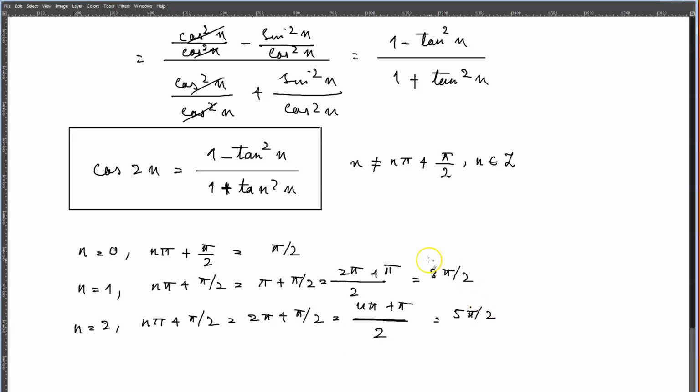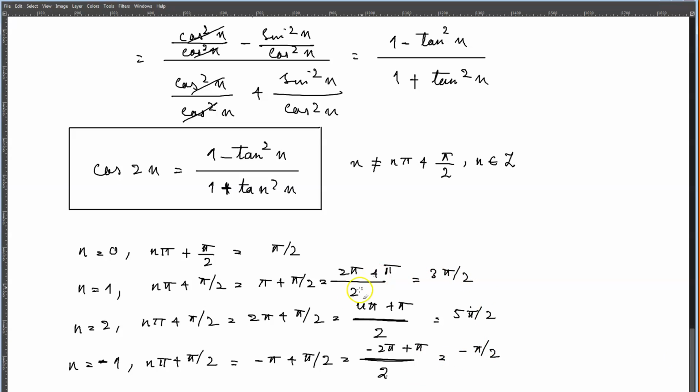Now these are all the multiples of pi by 2, and then if n is equal to -1, for example, then n pi plus pi by 2 is equal to -pi plus pi by 2. So -pi plus pi by 2, you will end up at, let me see, -2 times pi plus pi, which is equal to -pi by 2.